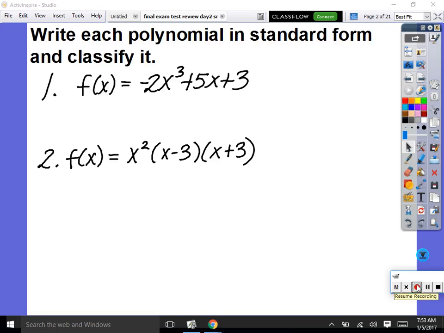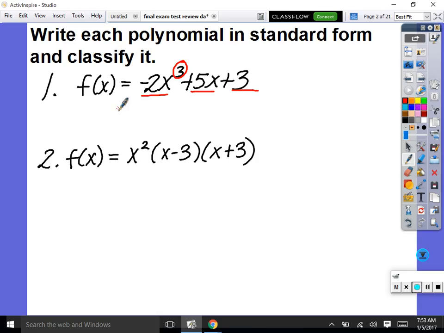Okay, so let's just see if you got 1 and 2 right. It says write each polynomial in standard form, then classify it. That means name it. So looking at number 1 on the review, isn't this already in standard form? Highest degree to lowest degree. So now we can name it, and remember you name it by the highest degree and the number of terms.